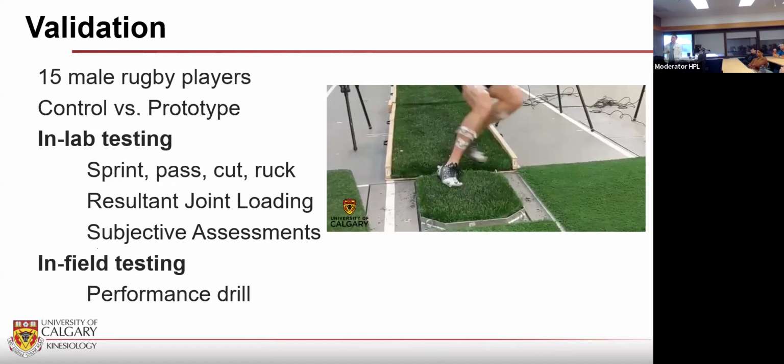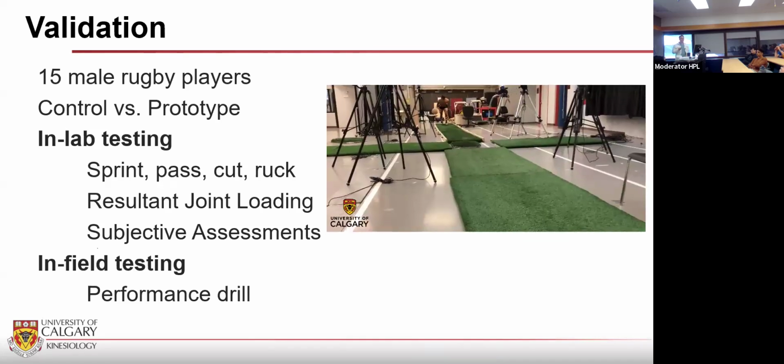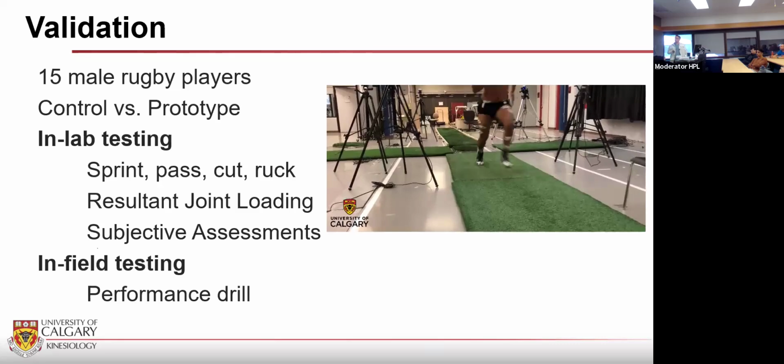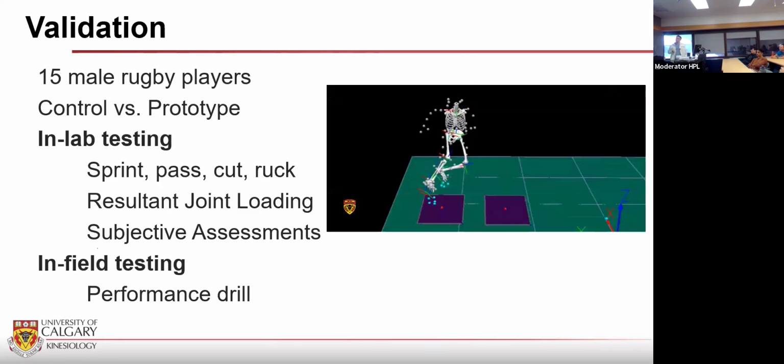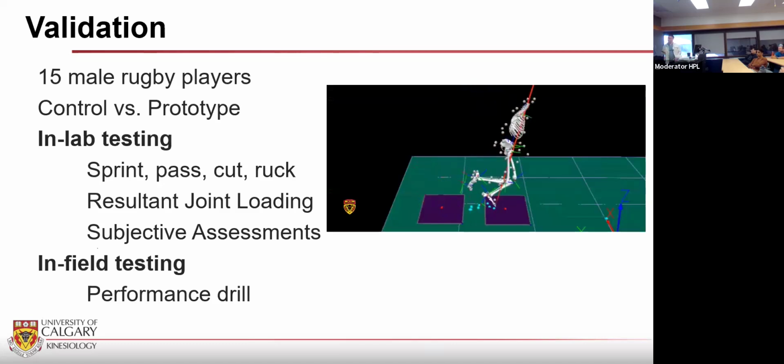So we had 15 male rugby players, and they performed lab testing again in the control and prototype shoe. And we had both in-lab and in-field testing. For in-lab testing, we had them do the sprint, pass, cutting, and rucking movements again. We quantified the resultant joint moments at the knee and the ankle joint. As well, we did some subjective assessments because we wanted the athletes' opinion on how this new cleat pattern felt in terms of their traction and their performance.